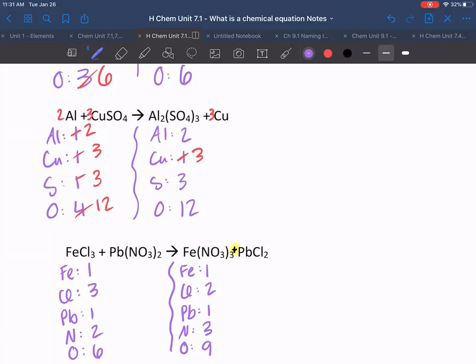So what I'm going to go after right now, instead of oxygen, is I'm going to focus on the nitrogens. I am going to give a 2 in front of iron nitrate on the right side. That's going to change iron to 2, that's going to change nitrogens to 6, and then that's going to change my oxygens to 18.